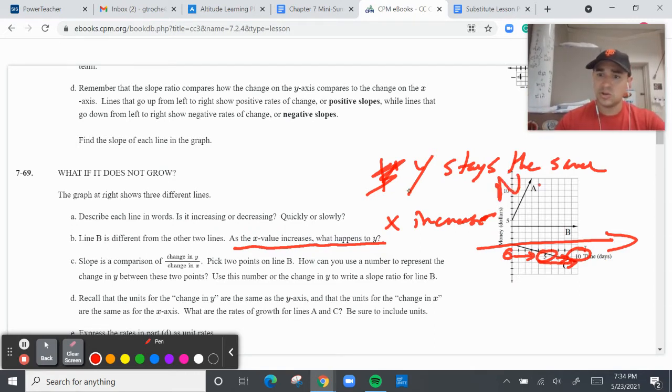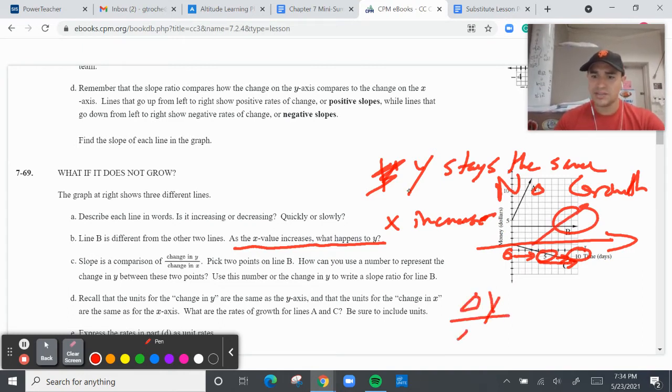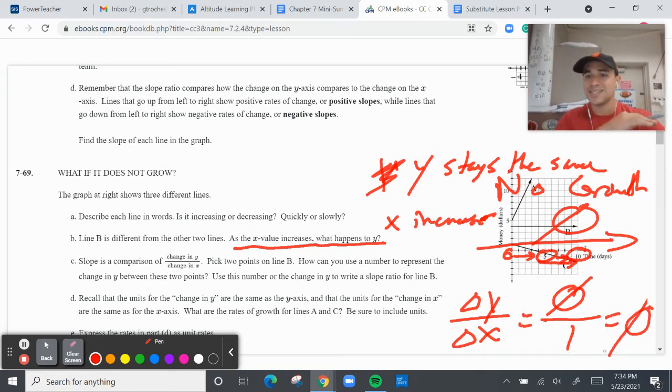So that means there's no growth. What is no growth? 0. That means it's actually 0. So for example, the change of y and the change of x. The change of y, did the y change? No. And the change of x, does it continue to grow? Yeah, it does, by 1. Every single time y doesn't change, it goes over 1. So that means there is 0 growth, so that means it's a flat line. 0 means flat line, all right?